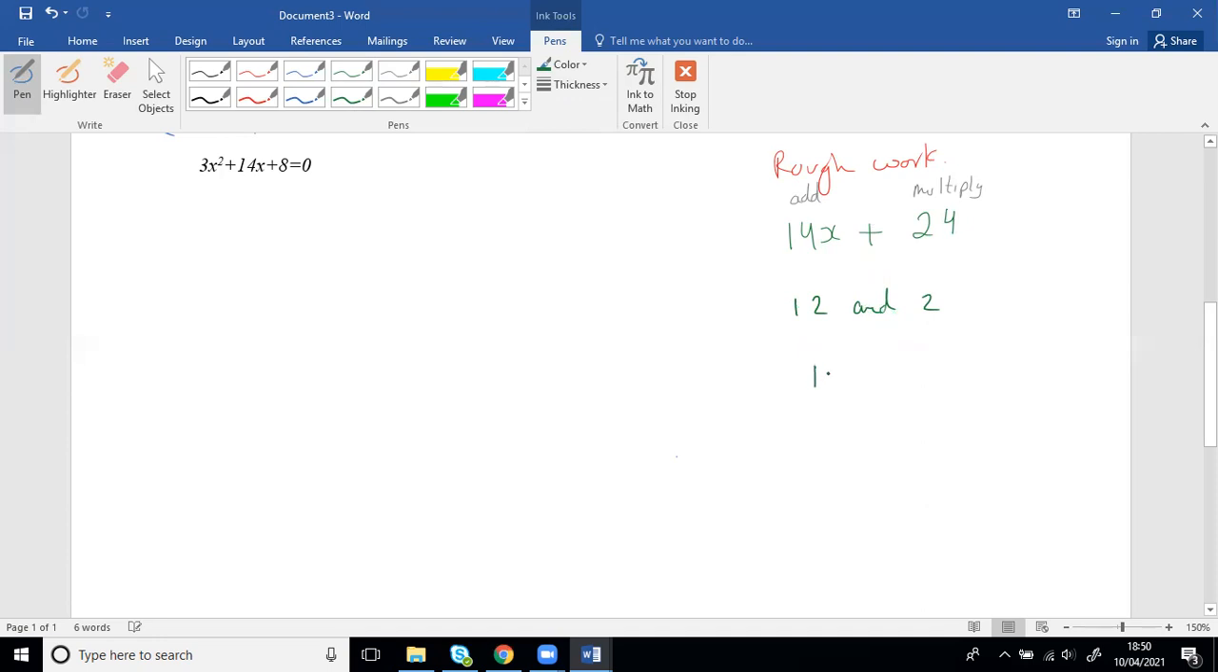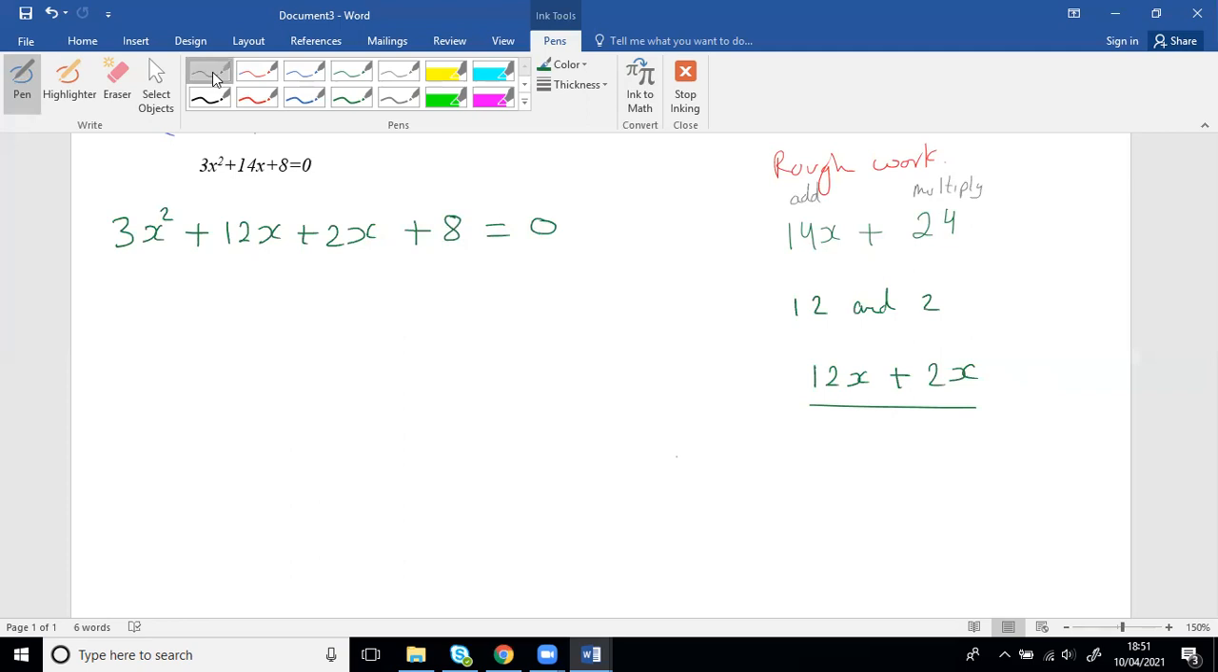Now the next thing I'm going to do, I'm going to write 12x plus 2x, since this is positive 2. My rough work is done. I'm going to come back to my initial equation and write this again: 3x squared plus, instead of 14x, now I'm going to replace it with 12x plus 2x. Here you go. So 12x plus 2x, that gives me 14x, plus 8 equal to 0.